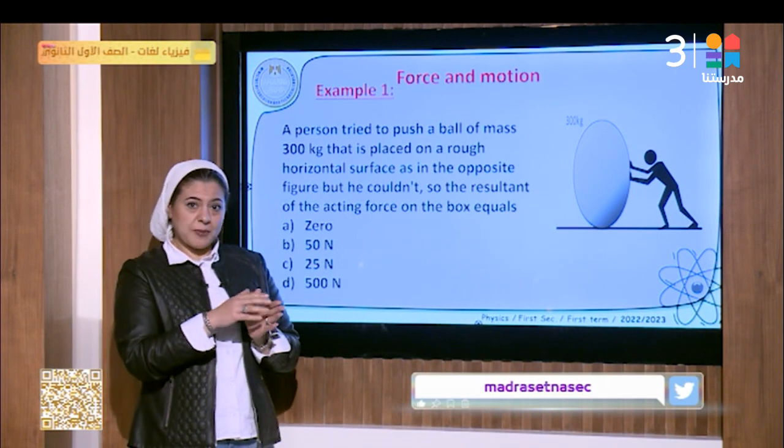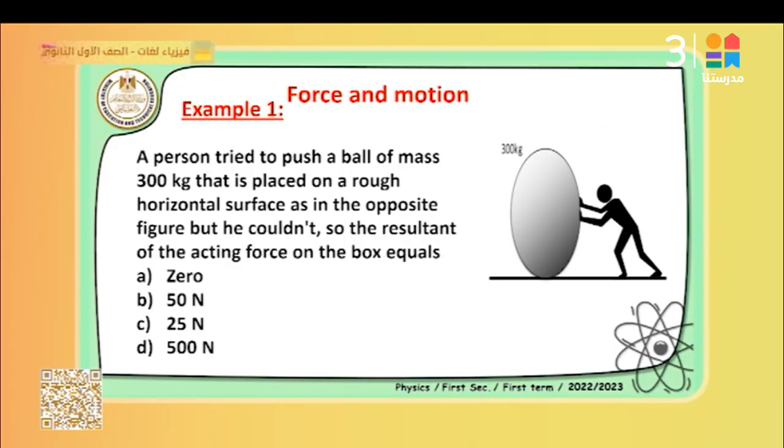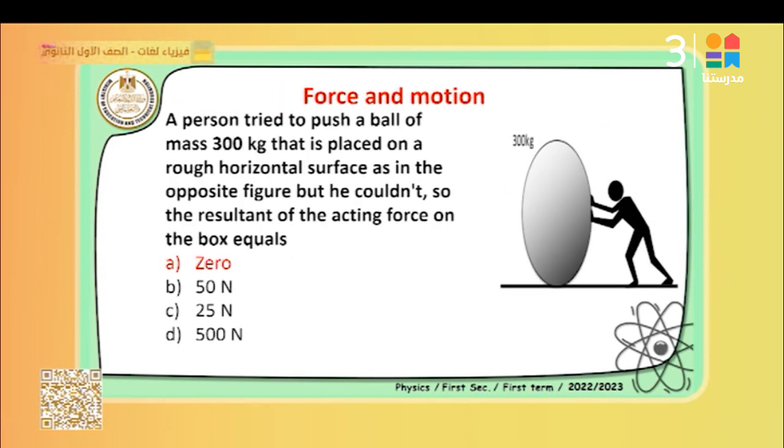It's not moving, which means it keeps its state. There is no change in the state of the ball, which means the total effect of forces on the object equals zero. There's no force applying on it, so the total force here equals 0.